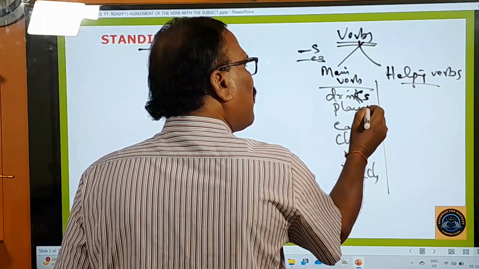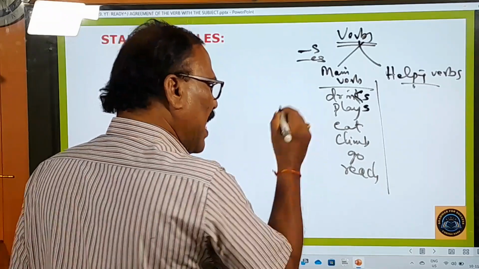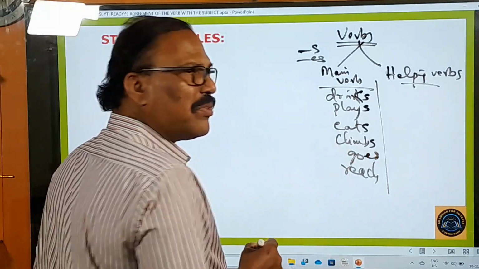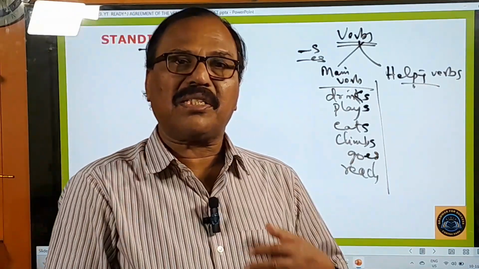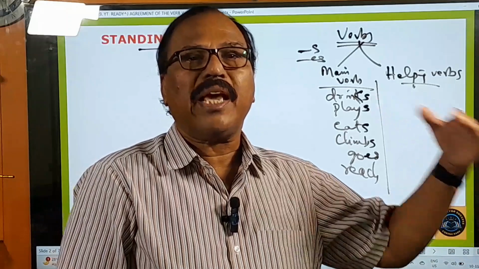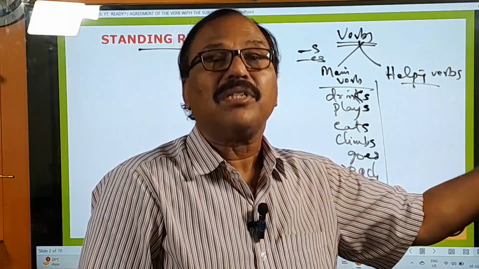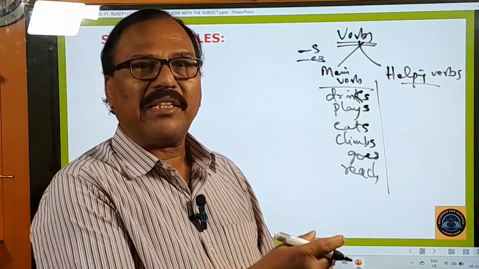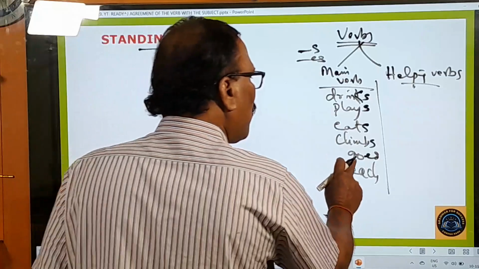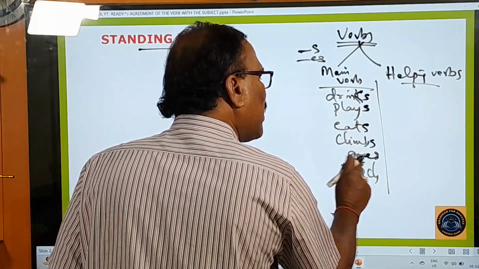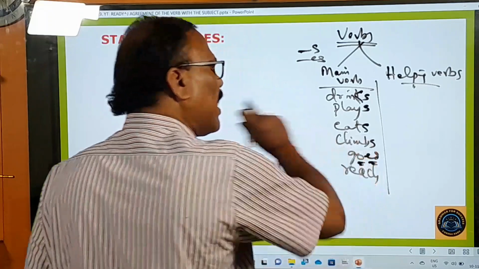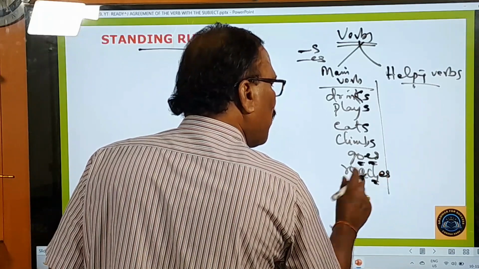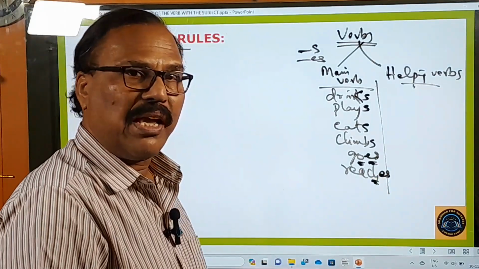Play is a plural verb. If you add s to that, it becomes plays, a singular verb. Likewise, eat, eats, climb, climbs. And here, go is there. You have to add es to that, because there are certain verbs in the English language that end in o, ch, s, sh, x, z. So to such verbs, we have to add es to make them singular. Go is ending in o, so that's why we have added es to make goes. Now it has become a singular verb. And reach is ending in ch, so to make it singular we have to add es, and it becomes the singular verb reaches.